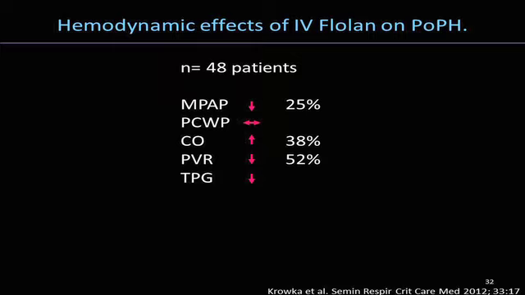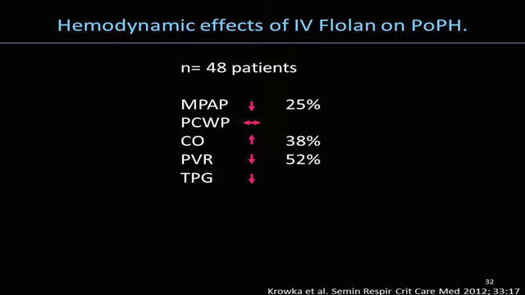So this is another very critical point. So you start treatment on these patients, and you see here, I'm talking about this mean pressure of 35. So you start treatment with prostacyclin, for example, IV Flolan.